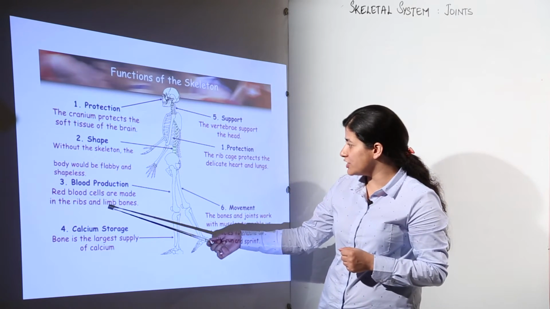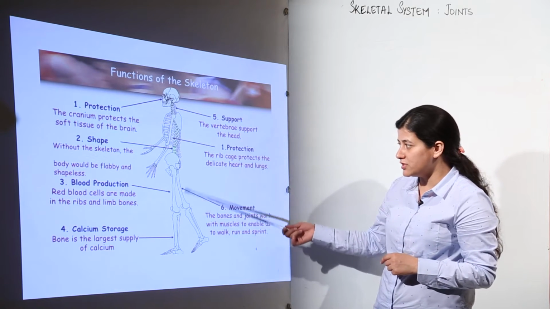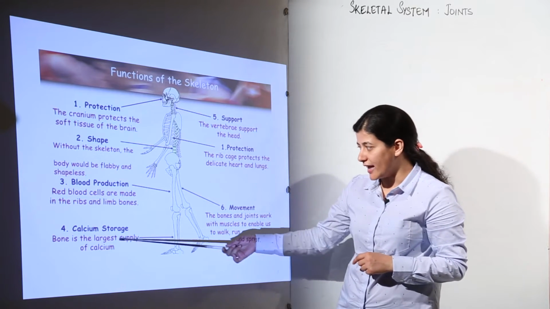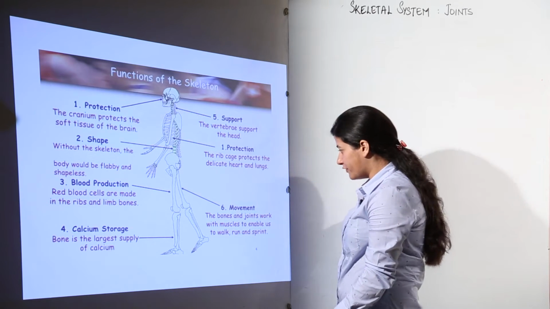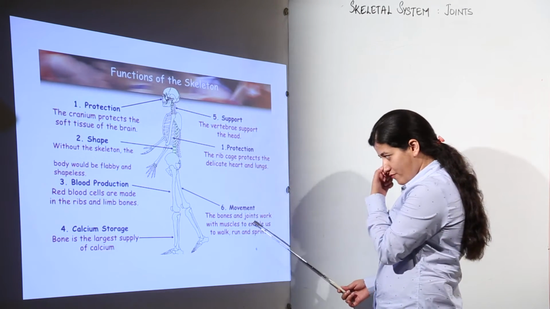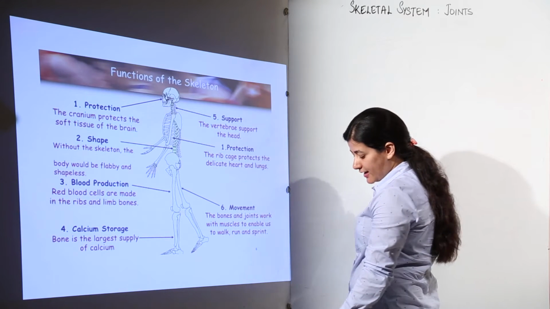Then the third function is that of blood production. We know that blood is produced in the long bones and bone marrow, and then there is calcium storage. Bone is the reservoir of calcium and phosphorus, and then we have movement that I discussed about. So these are the 6 different functions that our skeleton performs.